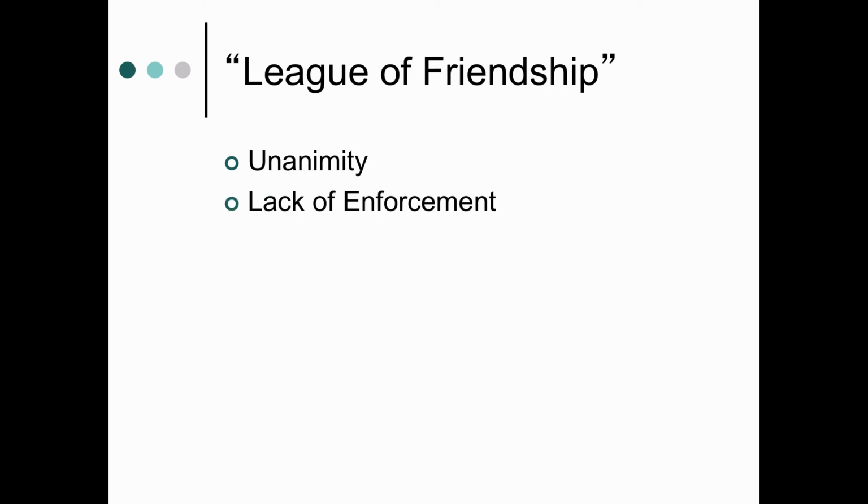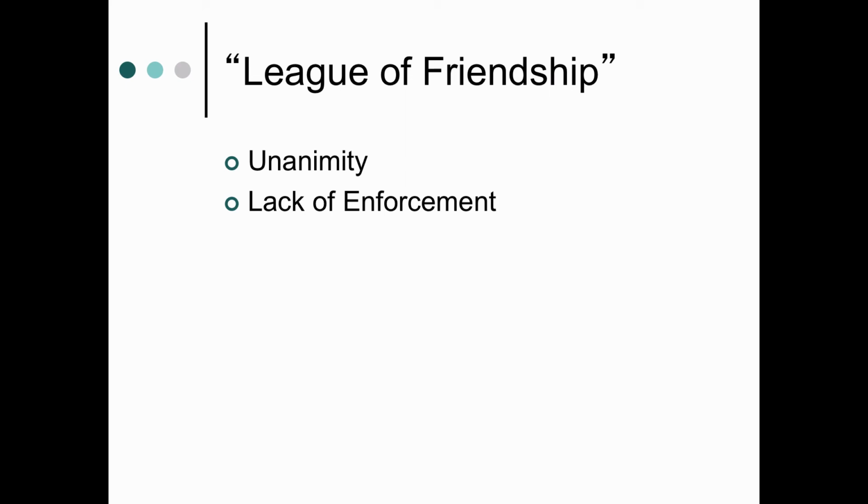The second part of this League of Friendship is there's basically no enforcement mechanisms going on in these articles. So there's no power outside the constituting states.